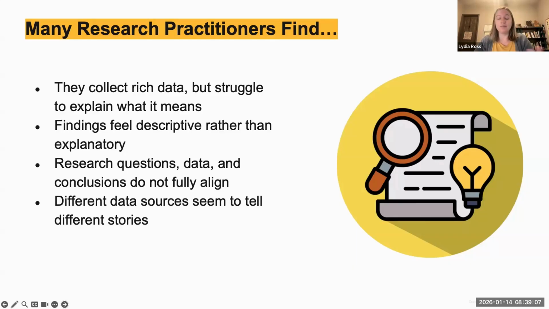Maybe the findings feel a bit more descriptive than explanatory. So you might be able to say, here's what I see, but explaining why something happened or how they are connected can be a bit of a challenge. Sometimes you also might find that you have one set of data that might be telling one story, but another data set is telling you something else, and it can be hard to reconcile why that happens.